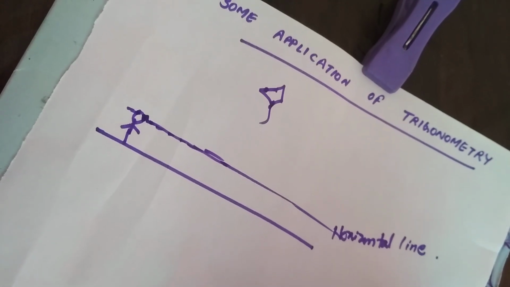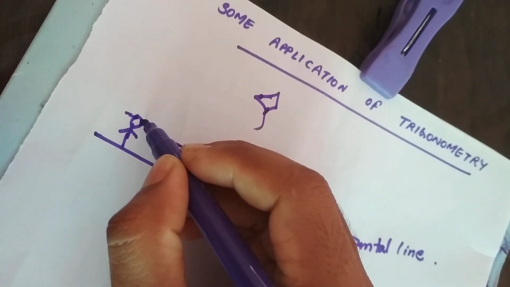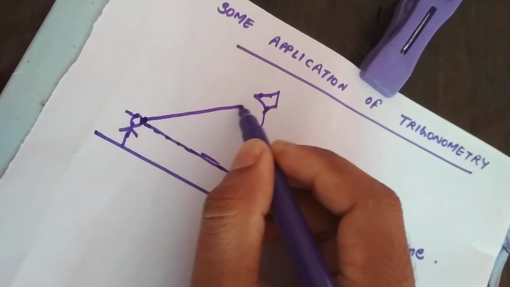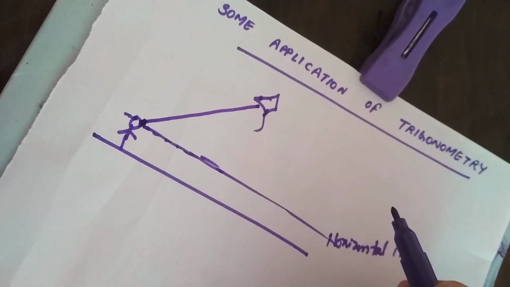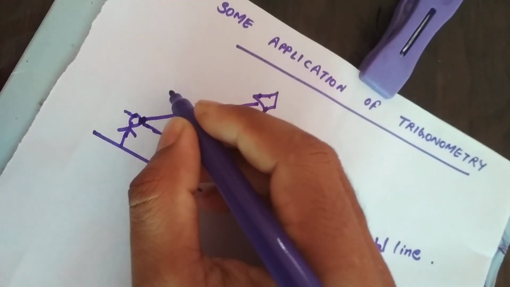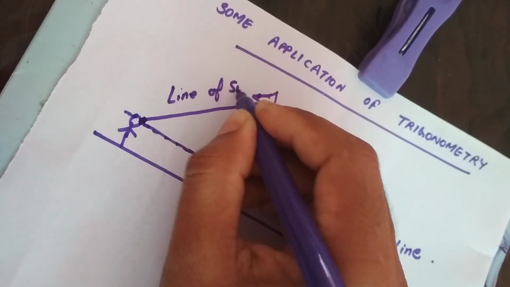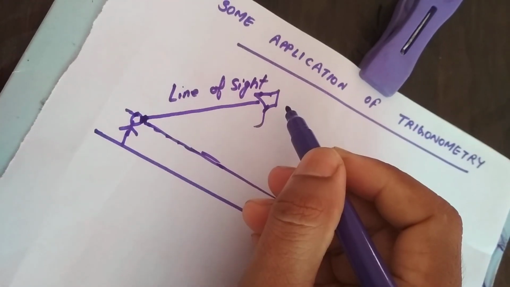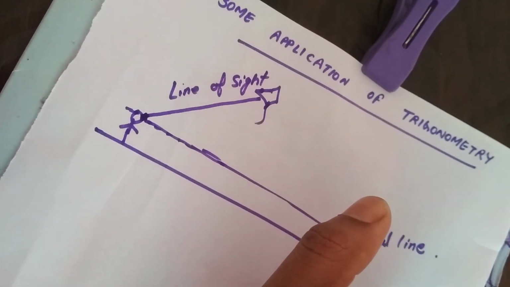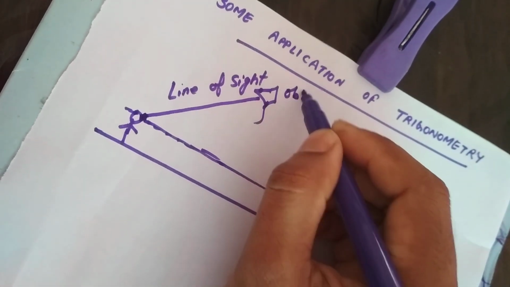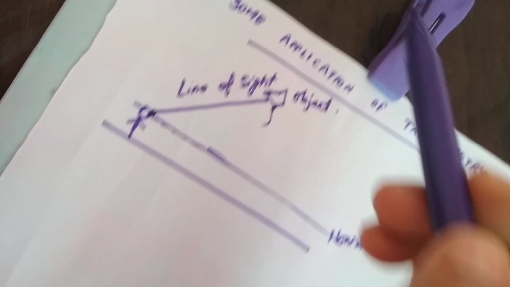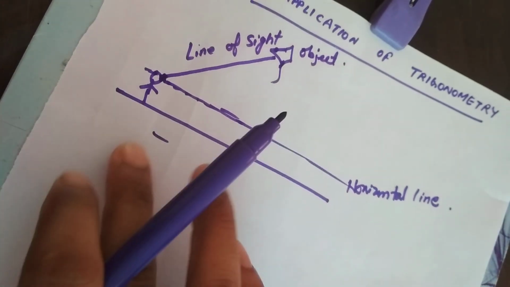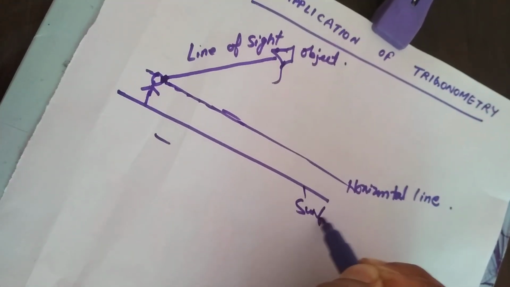Let's say next, we always see like this. For example, this kite is on the top, so always we will see in this particular form. This is called line of sight. That means from our eyes we are looking at the kite. Completely fine. Now this is the object we have. From the eyes, this is the horizontal line, and this is the land, actually the land surface.